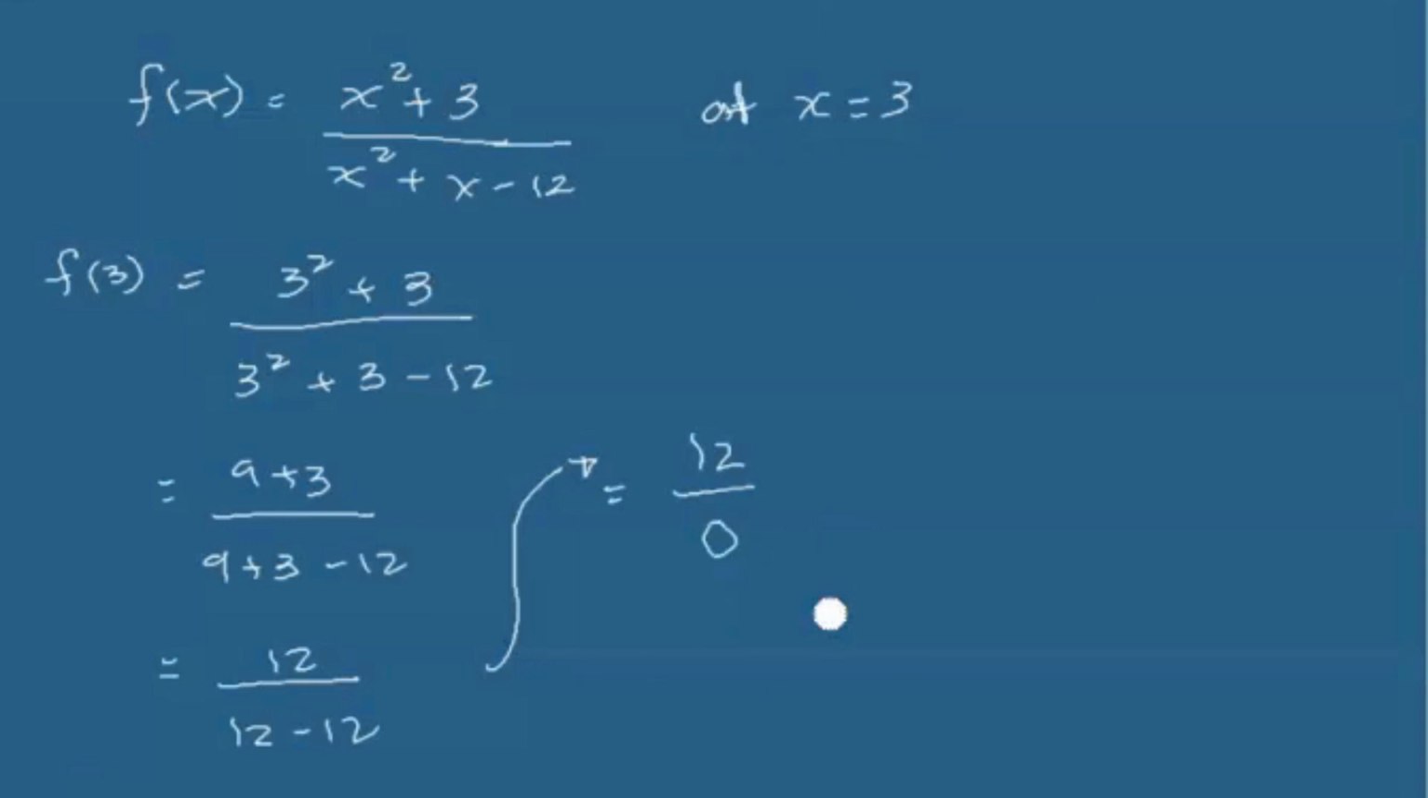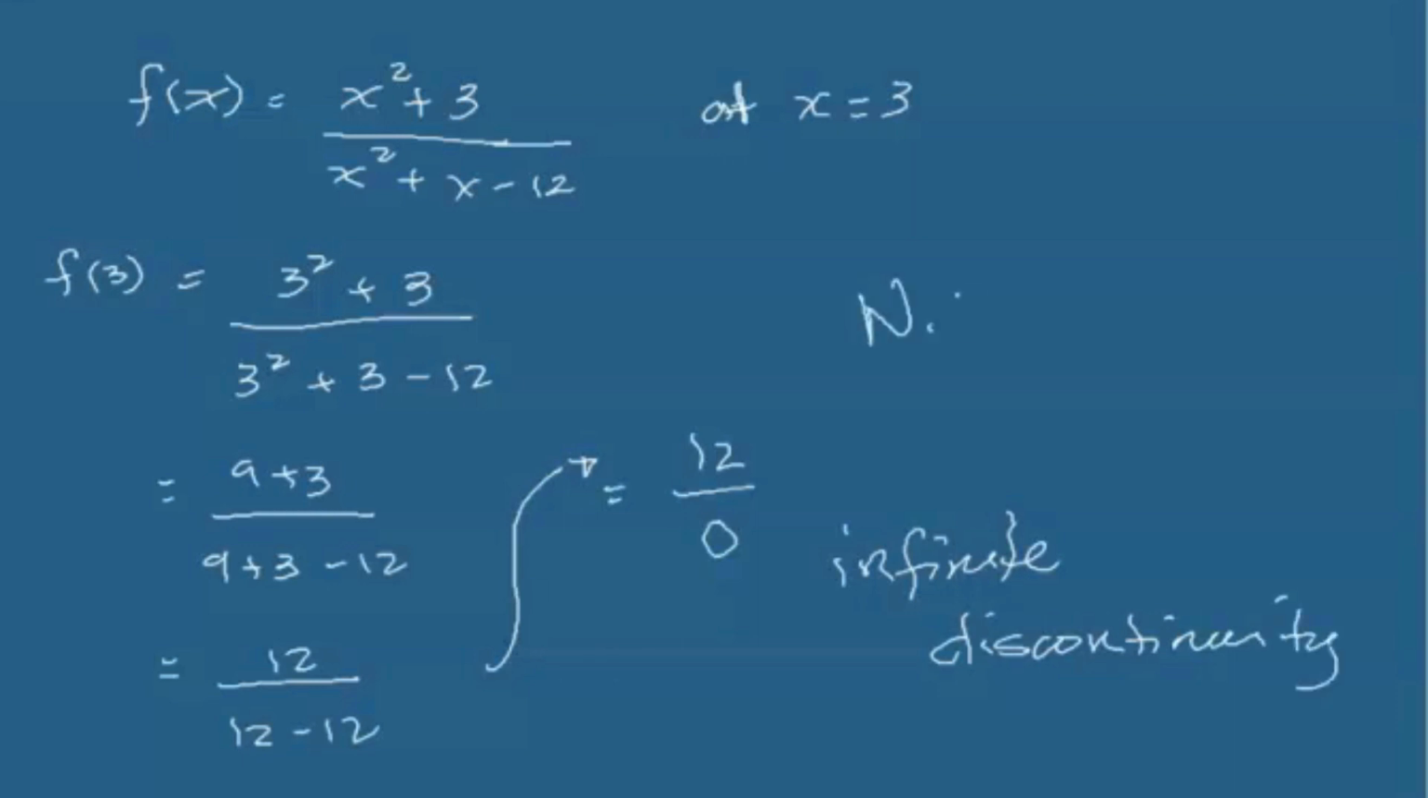So this is undefined, not indeterminate. Indeterminate is if we get 0 over 0. But this is undefined because we have a denominator of 0. Therefore, this is an infinite discontinuity or asymptotic discontinuity, which is a non-removable discontinuity, because we have an asymptote at x is equal to 3.